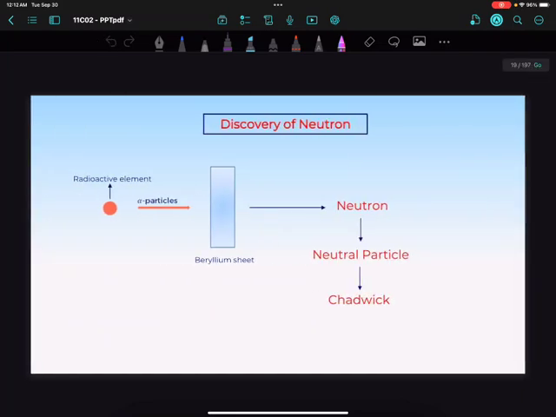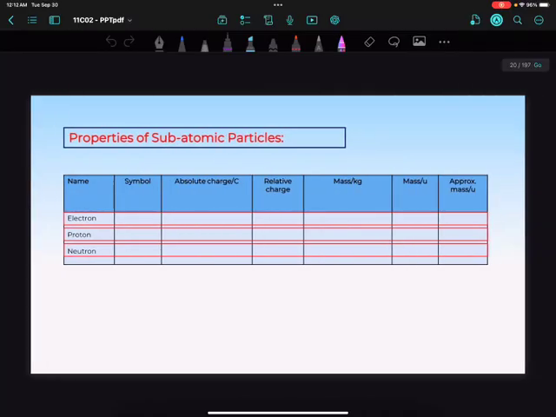So now how does the discovery of the neutron take place? There was a radioactive element which bombarded alpha particles on a beryllium sheet. After the bombarding on the beryllium sheet, it was seen that a neutral particle is being released, and it was the neutron, which was given by Chadwick.